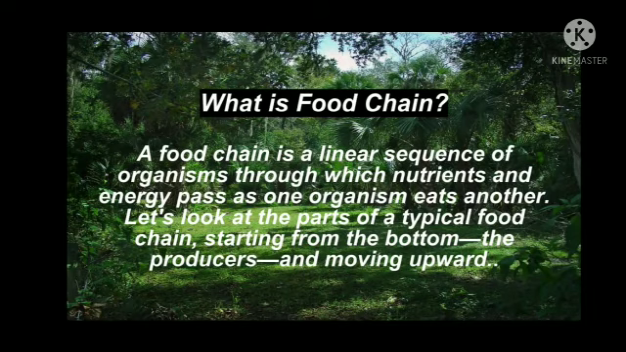What is a food chain? A food chain is a linear sequence of organisms through which nutrients and energy pass as one organism eats another. Let's look at the parts of the typical food chain starting from the bottom, the producers, and then moving upwards.